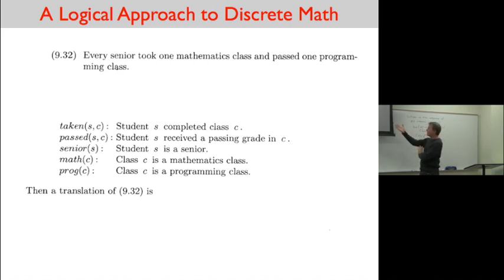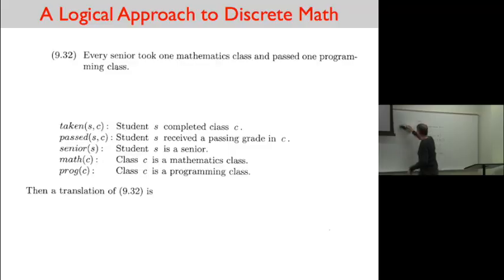So now, what are those two classes, the math class and the programming class? Are those two different classes? Yeah, I think they are. So it's a for all. So what do we have in the for all? Oh no, wait, I take all that back. For all seniors. Our dummy is senior. You're right. The dummy variable has got to be a student, right?